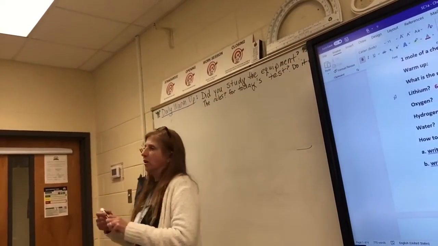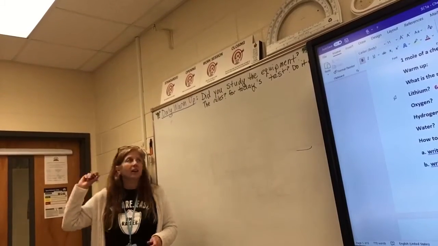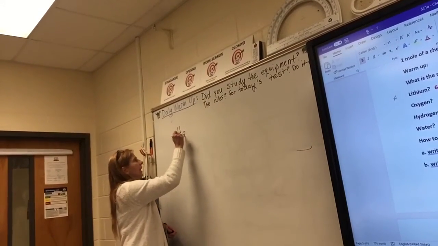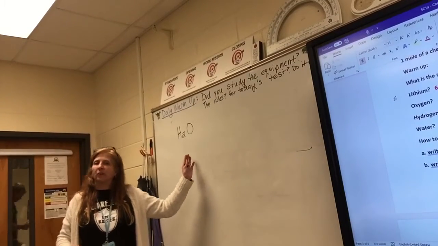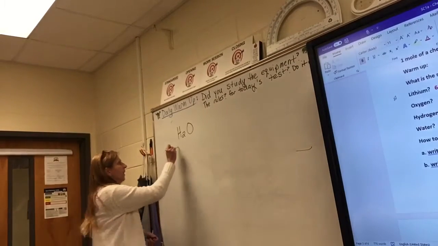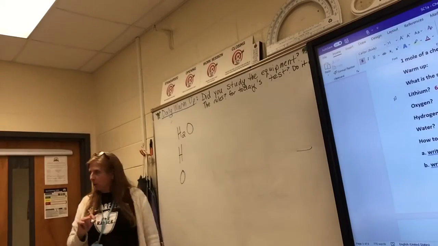Okay, so this is how you do water. What's the formula for water? Y'all already know it. What is it? H2O. Okay, so you take your compound. I want you to write the elements that make it up vertically. So that's H-O, ho.